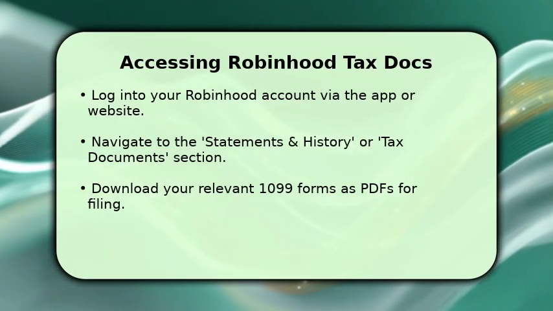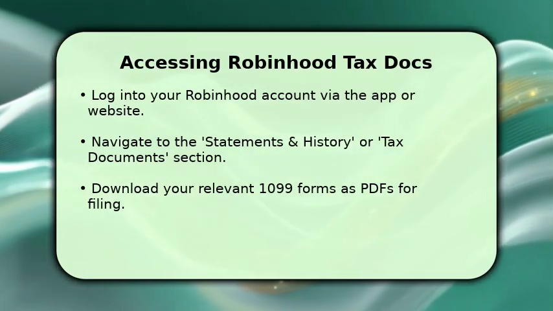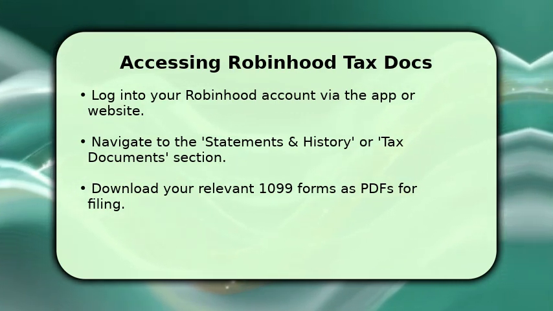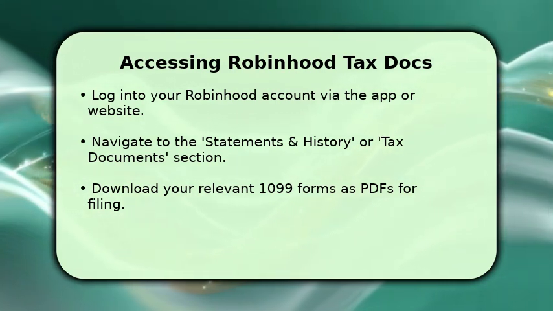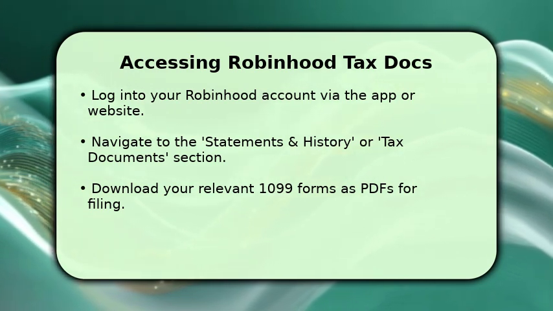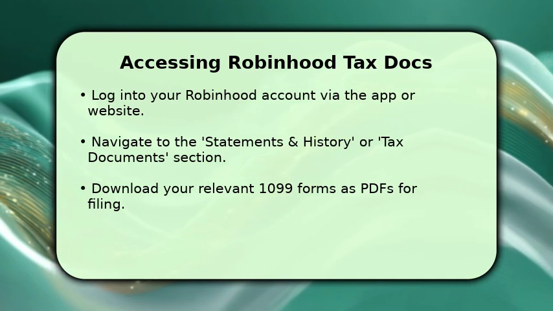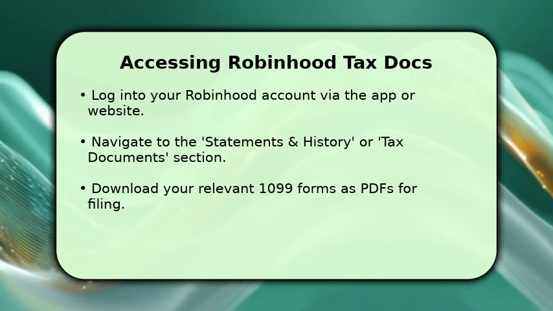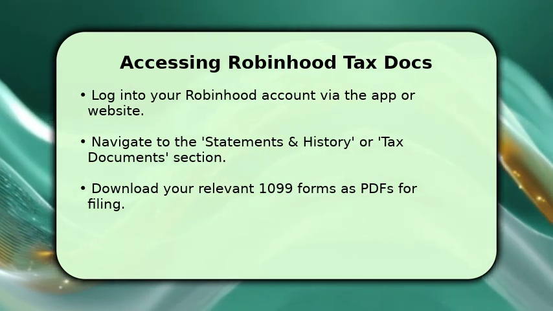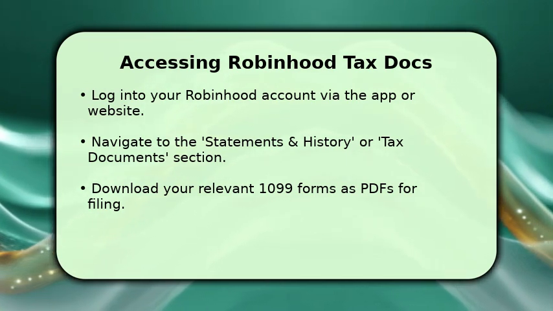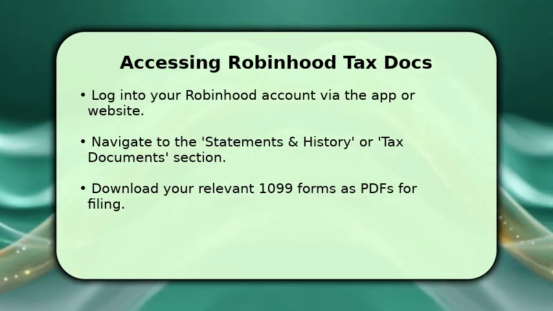Accessing your Robinhood tax documents is straightforward. First, log into your Robinhood account, either through the mobile app or by visiting their website. Once logged in, look for the Statements and History or Tax Documents section within your account settings. From there, you can easily download all your necessary 1099 forms as PDF files, ready for you or your tax professional to use for filing your taxes.